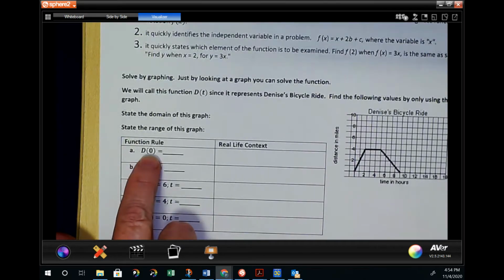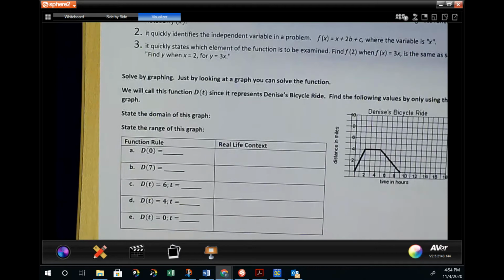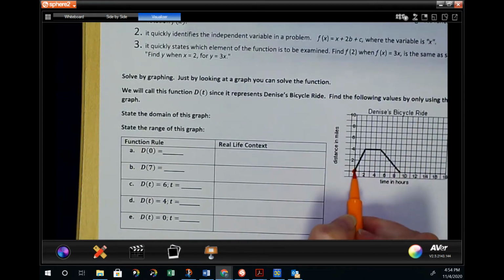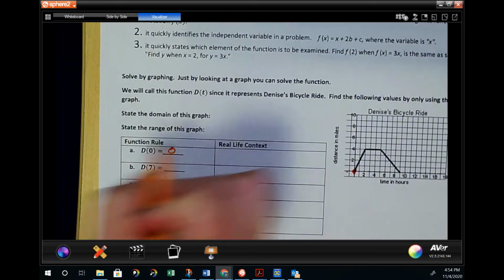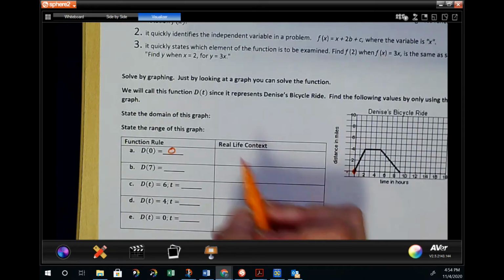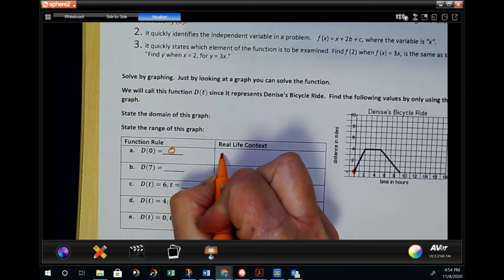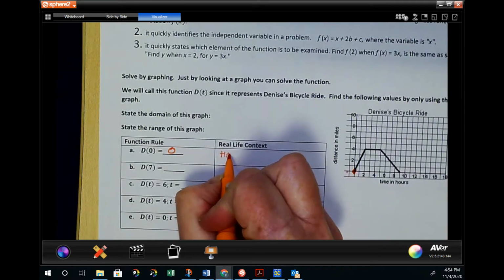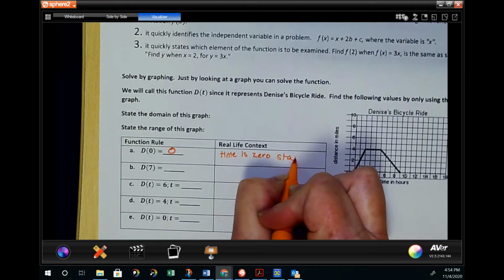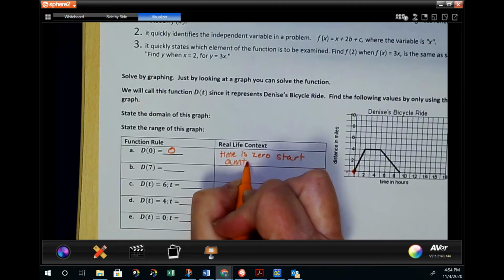So your function rule, when this is 0, so when my x value, my time, is 0 right there, when my x is 0, my y is also 0. So when x is 0, y is also 0. That real life context means this is Denise's bicycle ride. So this is like her time. So her ride, her time is 0, and then the start is at the starting point. The start amount is 0.